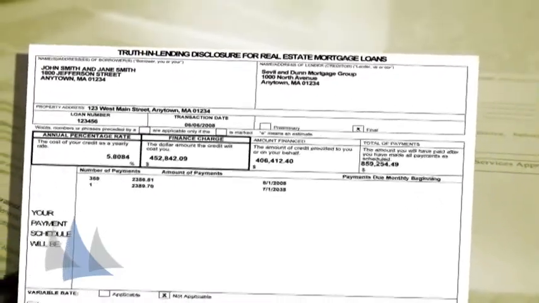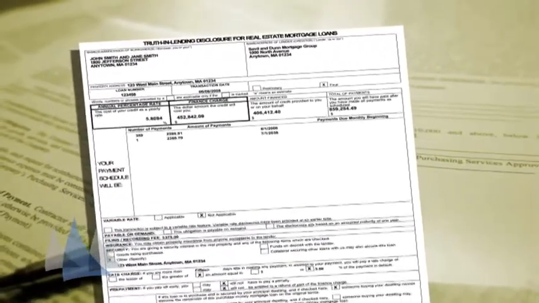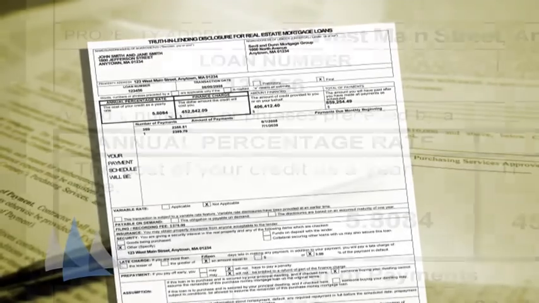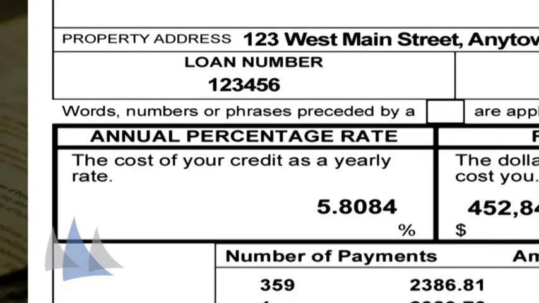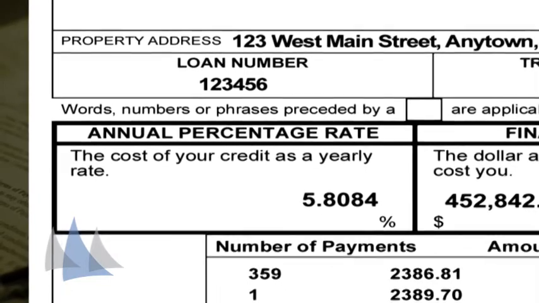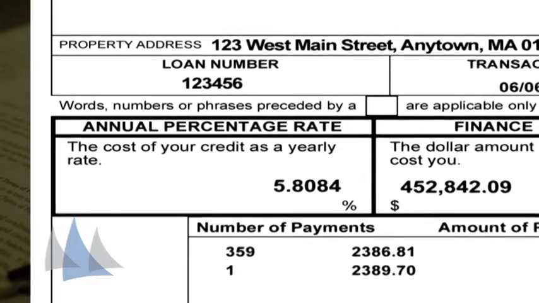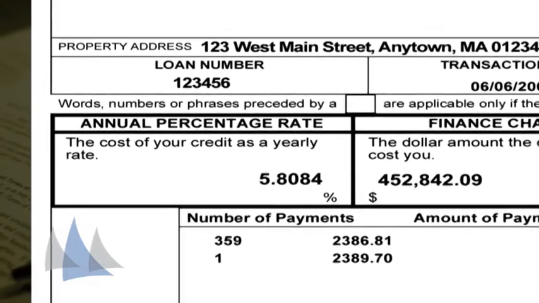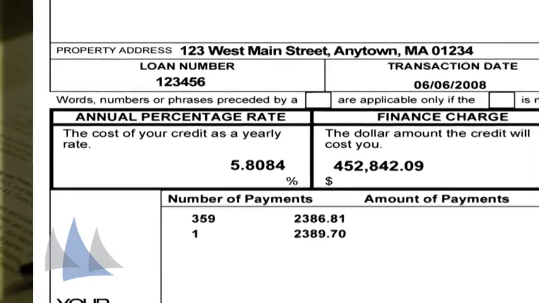This document requires lenders to fully disclose in writing the terms and conditions of the mortgage, including the annual percentage rate and other charges. The annual percentage rate is listed on the left. This is the yearly cost of the mortgage, including interest, mortgage insurance, and the origination fee, or points, expressed as a percentage. This is typically a little higher than the interest on your loan because of the combined fees.